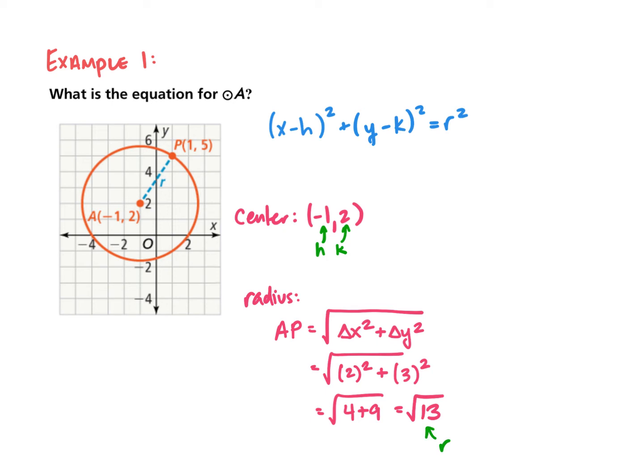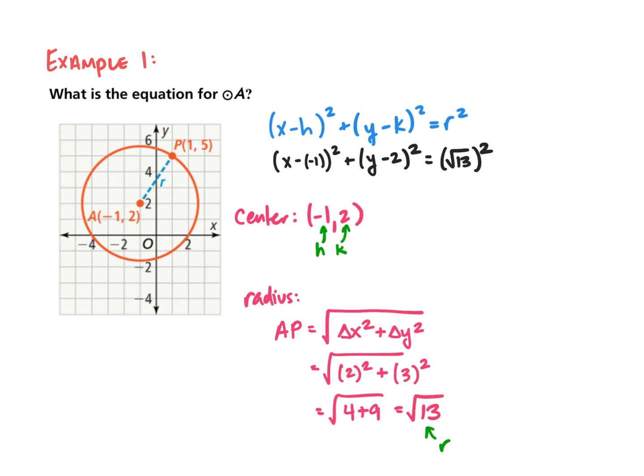And now I can go ahead and write my equation. I'm going to have x minus negative 1, right? This will say x minus negative 1 squared plus y minus 2 squared equals the square root of 13 squared. Now I'm going to clean this up a little bit. Specifically, I'm going to clean up this part here because I have this minus negative that doesn't look like it normally does.